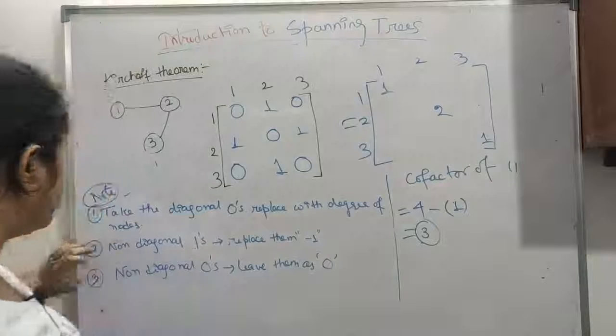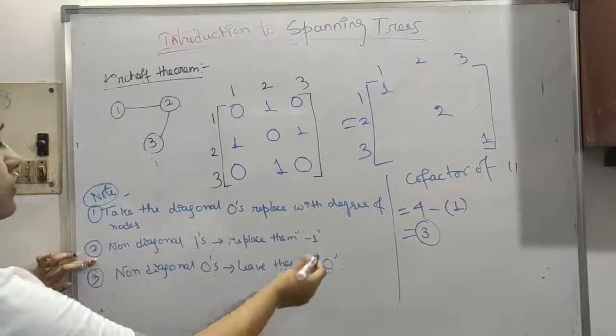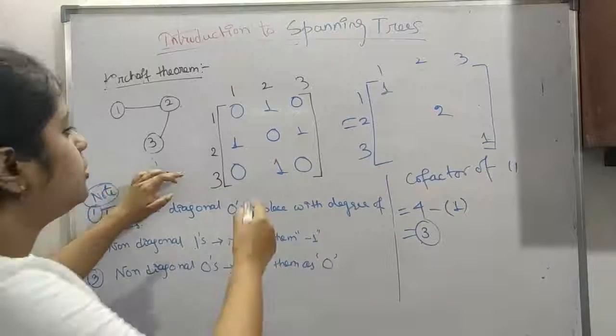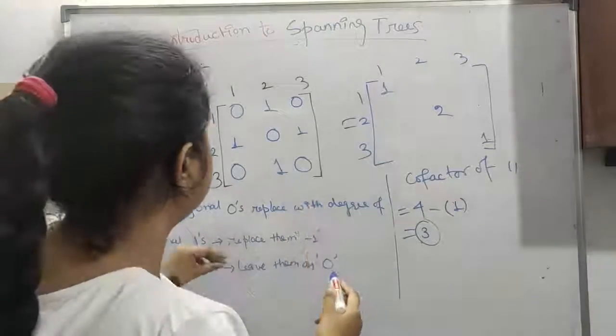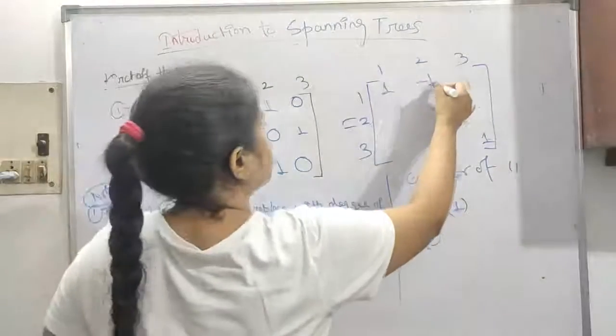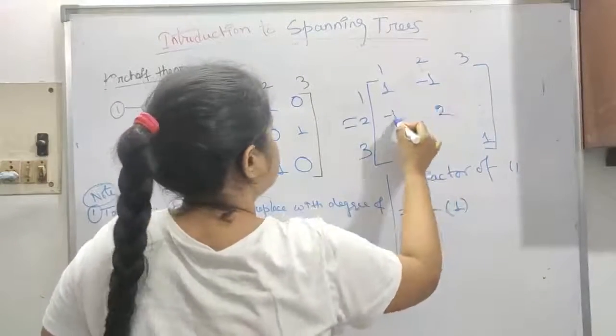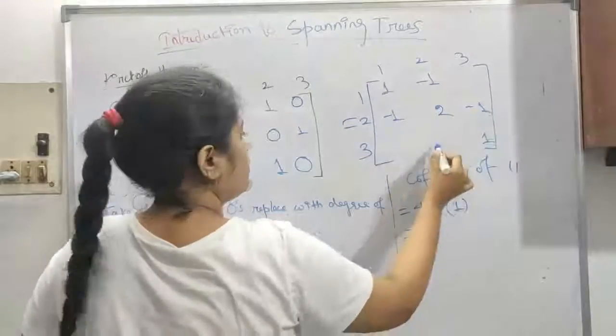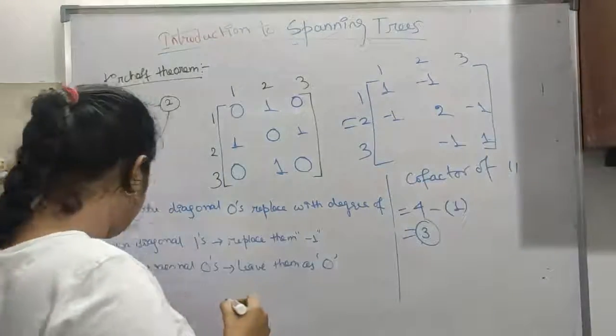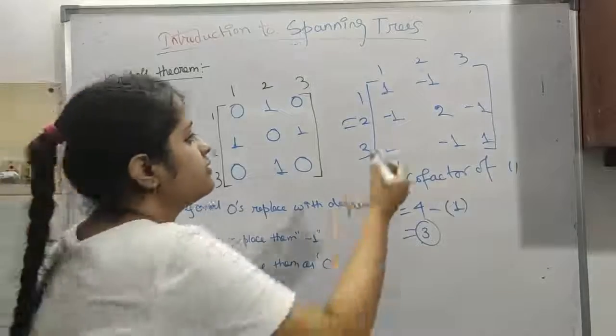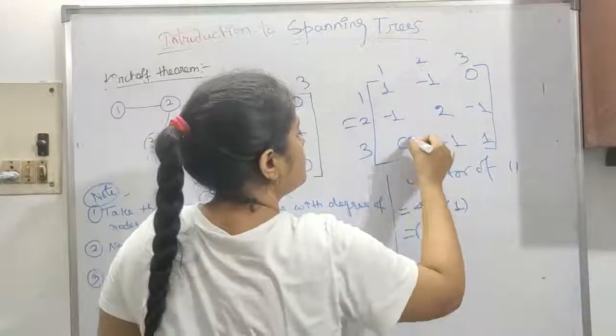So for the others, the non-diagonal ones, replace them with minus 1. So it is minus 1, minus 1, minus 1, and minus 1. And the non-diagonal zeros, leave them as zeros, 0 and 0.